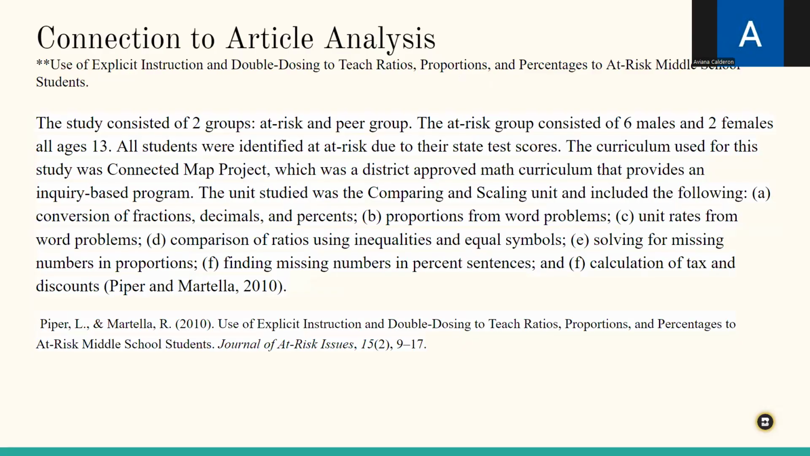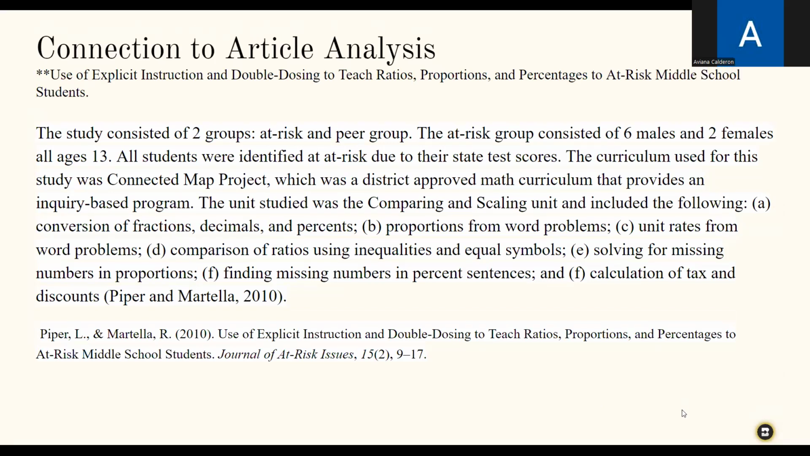And lastly, how does this unit that I have presented connect to the article analysis that I have previously written in this class? So the article that I dove deeper on for this class was the use of explicit instruction and double dosing to teach ratios, proportions, and percentages to at-risk middle school students. And that was written by Piper and Martella in 2010.